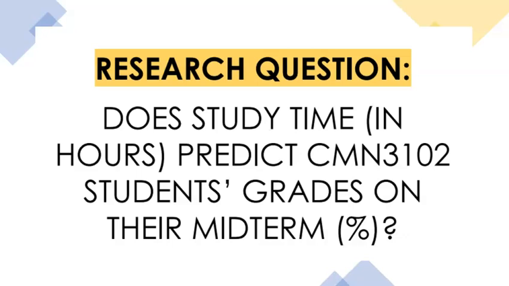And then the research question: does study time in hours predict CMN 3102 students' grades on their midterm? Here, the hours are a continuous variable, and also the grade, the percentage, is a continuous variable. And you also have the word predict. That means the independent variable is study time and the dependent variable is the students' grade. So you will proceed with the regression test.